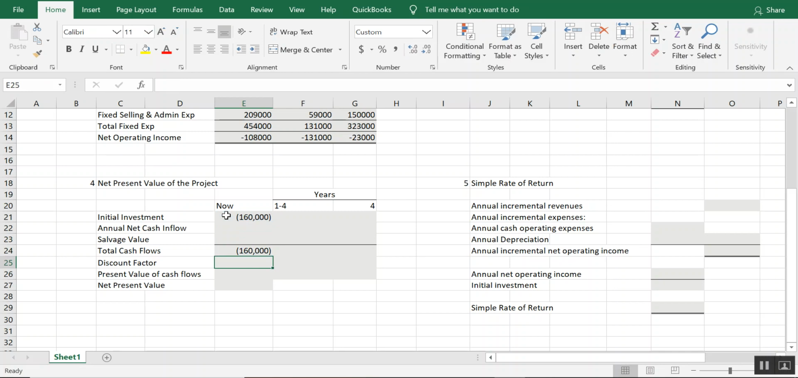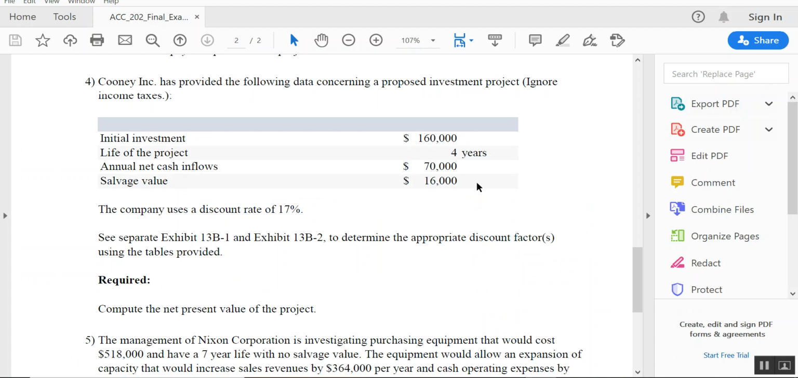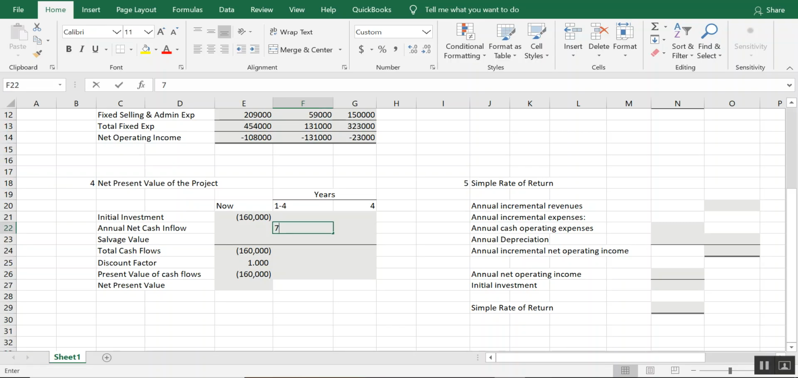Remember, anything we pay out in the current year has a discount factor of 1. So the present value of what we're paying out is negative $160,000. We're paying it out. So during years 1 through 4, if we look back at the problem, we're going to collect $70,000 a year in annual net cash inflows. So we go back here and put the 70,000 in as cash inflows.